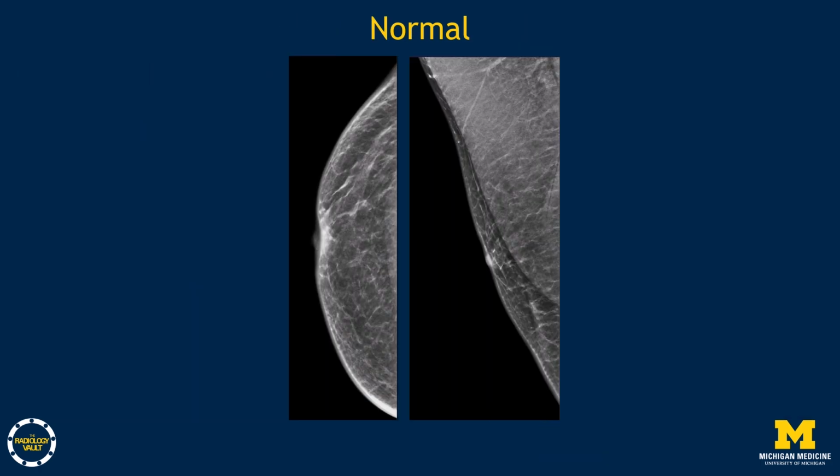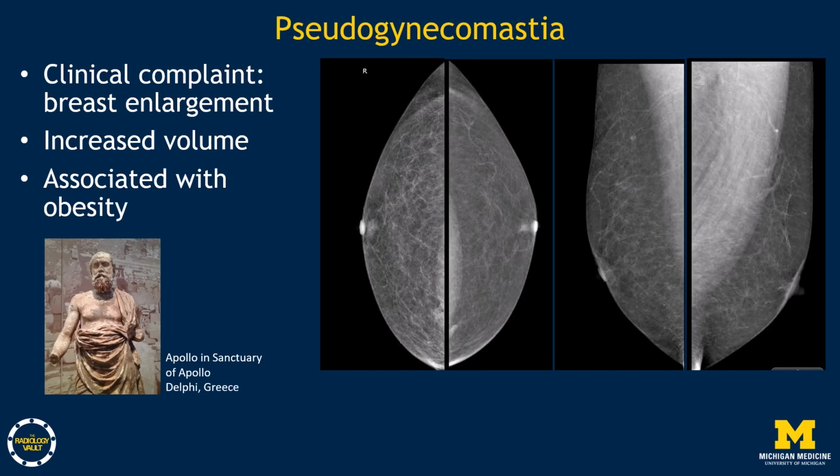This is another image of a normal male breast, predominantly fat, minimal stranding of stromal tissue, and prominent pectoralis muscle. In pseudogynecomastia, the complaint is breast enlargement, typically symmetric but not always, increased volume of the breasts, and otherwise the breasts appear normal. Typically this is associated with obesity where there's increased fat elsewhere in the body as well.